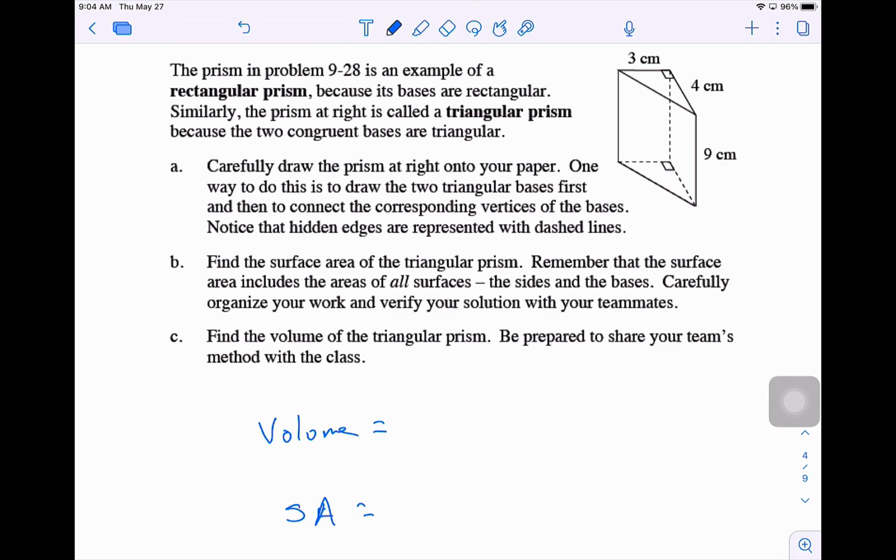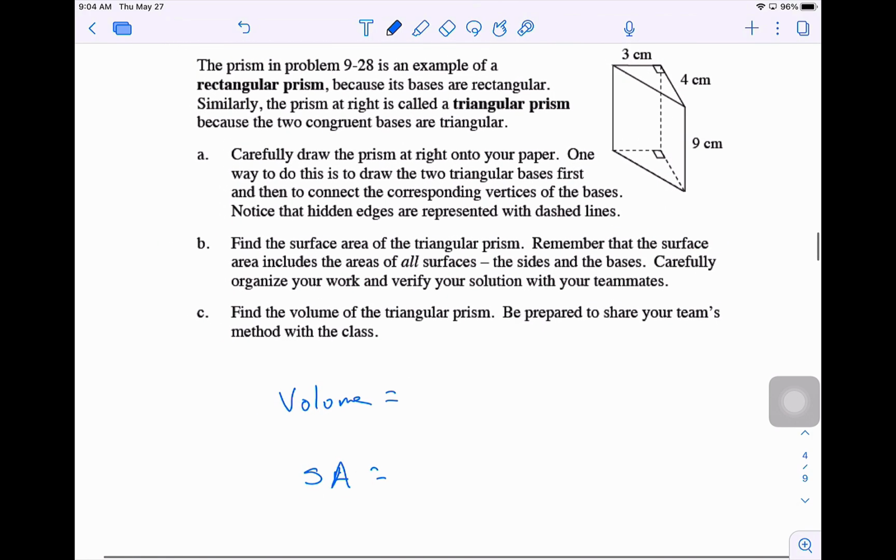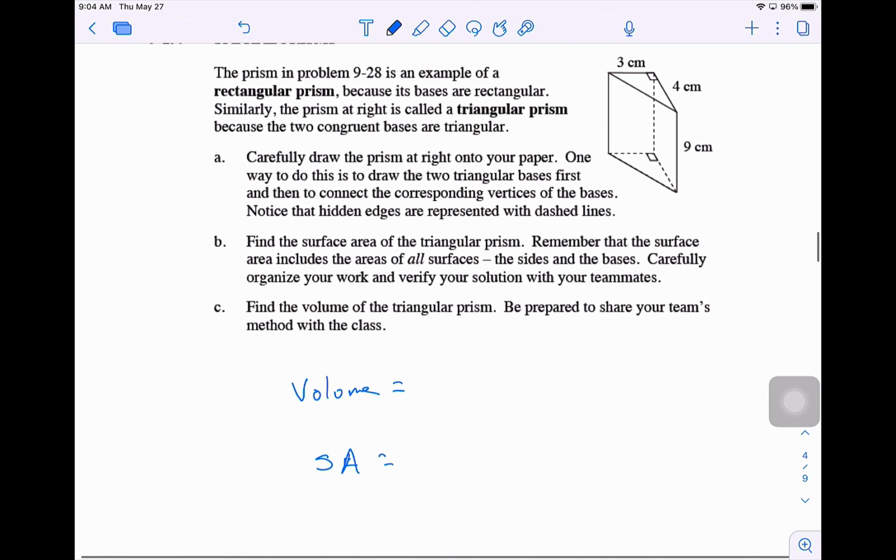Finding, like I said, volume and surface area of prisms and eventually cylinders. Okay, so we start here. First one up. Let's see what we have here. First person up is Ayana. What'd you get for the volume of this one? And how'd you do it?